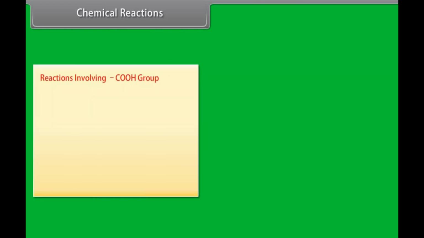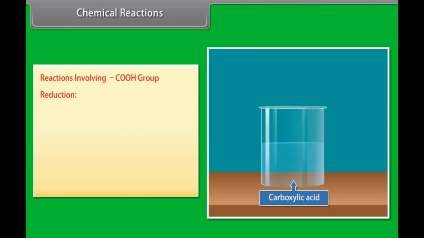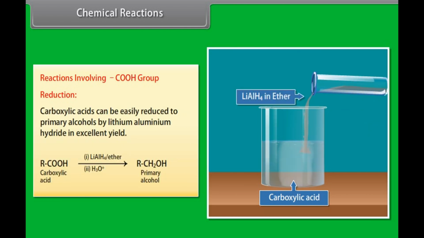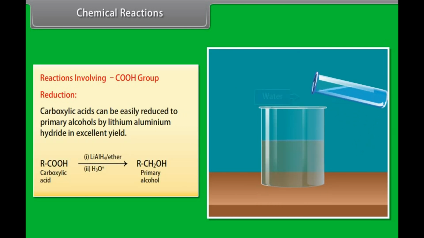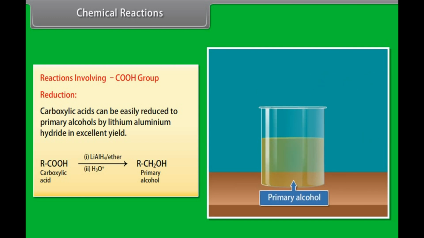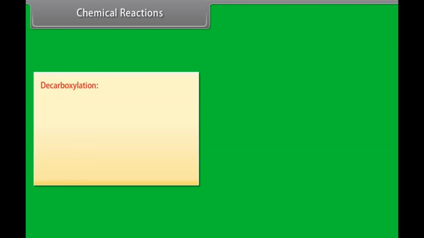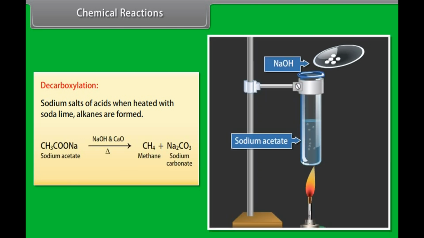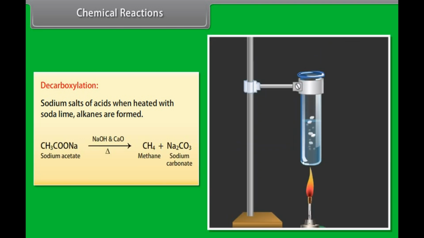Chemical reactions. Reactions involving carboxyl group. Reduction. Carboxylic acids can be easily reduced to primary alcohols by lithium aluminium hydride in excellent yield. Decarboxylation. Sodium salts of acids, when heated with soda lime, form alkanes. When sodium acetate is heated with sodium hydroxide and calcium oxide, it forms methane and sodium carbonate.